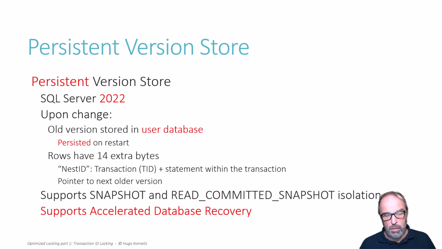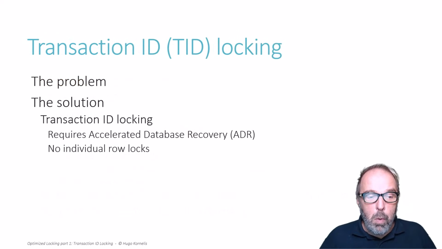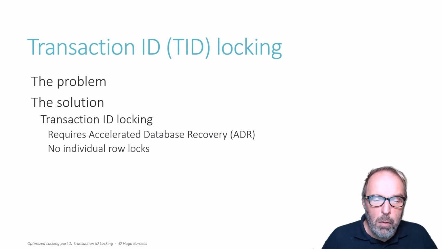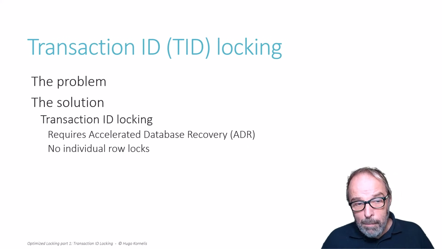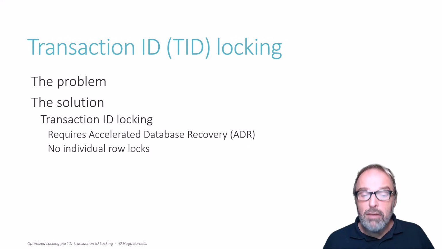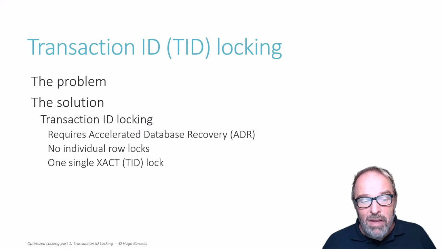Now, this video is not about accelerated database recovery, but I needed to talk about that because this persistent version store gives SQL Server access to the transaction ID in the user database. And that is why transaction ID locking requires accelerated database recovery. With transaction ID locking turned on, SQL Server no longer takes individual row locks if you do modifications. It only takes a single transaction ID lock.